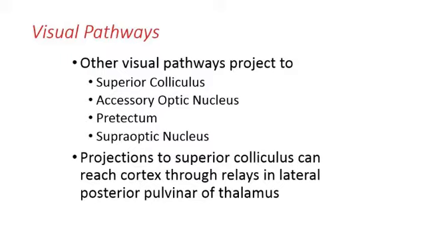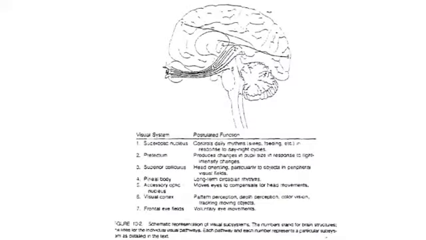Projections to the superior colliculus can reach the cortex through relays in the lateral posterior pulvinar of the thalamus. So that's another nucleus of the thalamus that sends projections to the superior colliculus, allowing it to reach the cortex. And again, the circadian rhythms, as I mentioned before, are a function of the pineal body and the supraoptic nucleus.